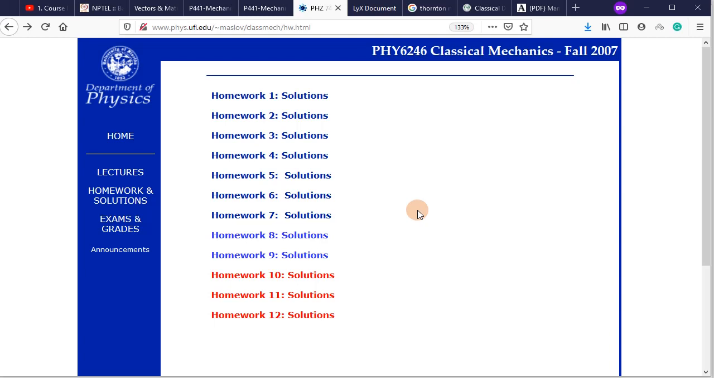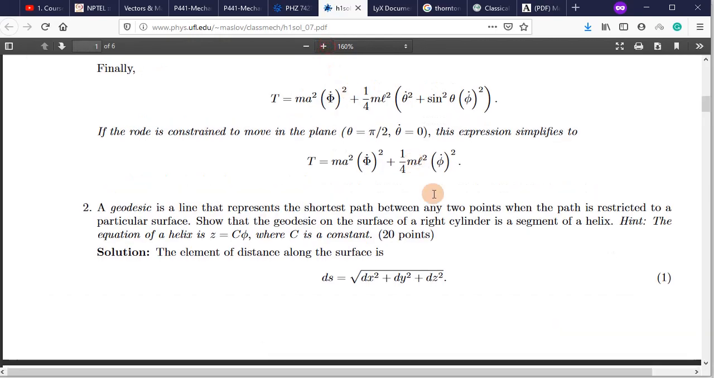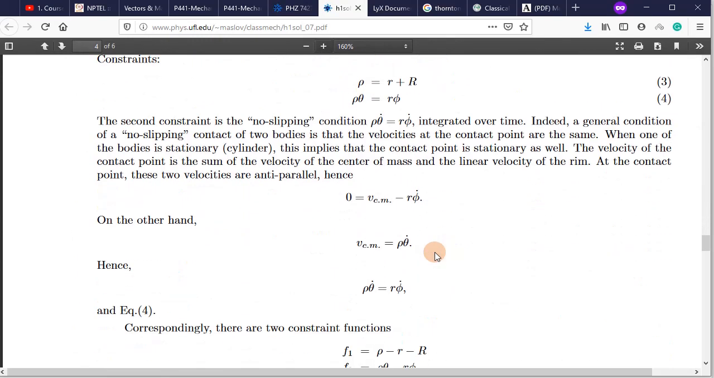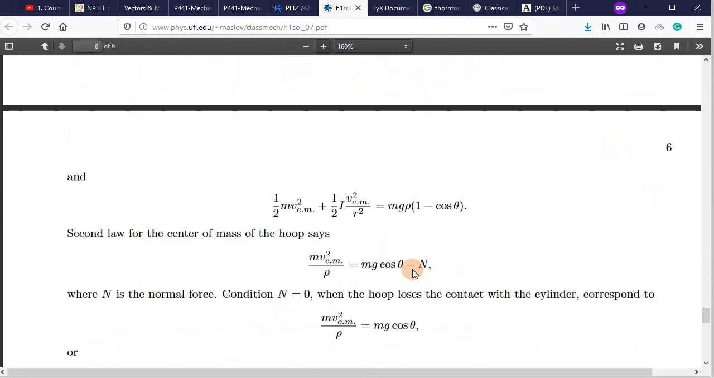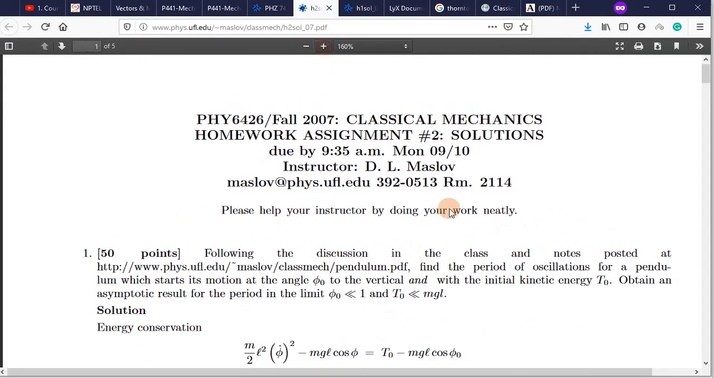For Goldstein, a few problems you need to solve, not all problems. Which problems you need to solve? There are many discussions on it. But this website and these sets of assignments give you a very good collection of problems from Goldstein. I say it is a good collection because not all problems of Goldstein are easy. Whichever problems are easy, that much you should solve. Here this professor collected the solvable Goldstein problems, and he has given good solutions.